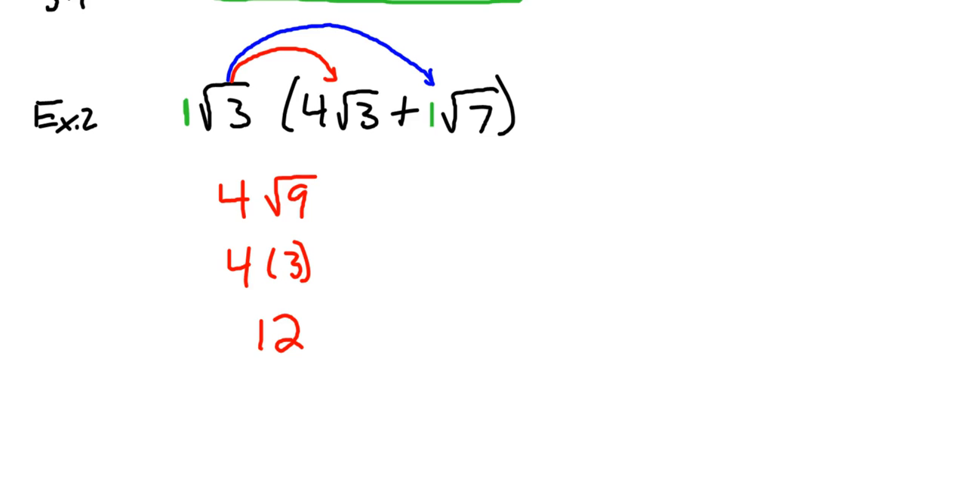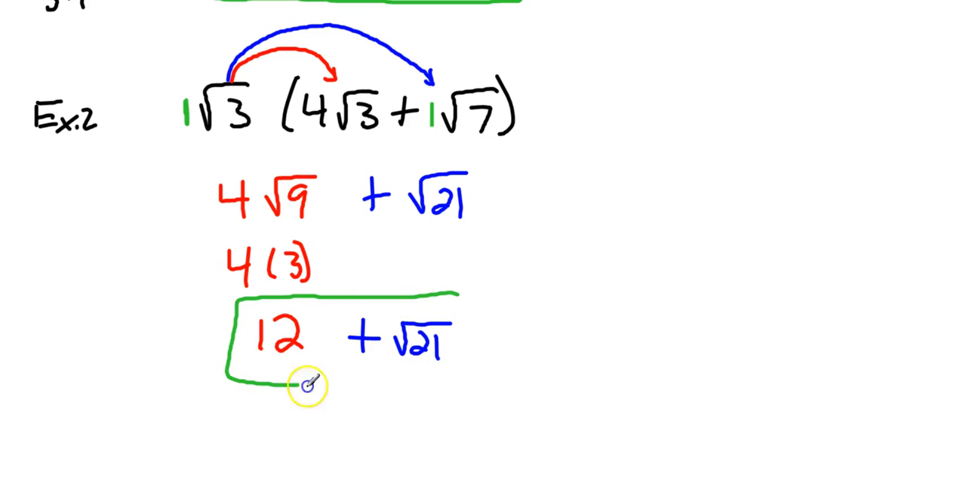All right, second number in blue. We've got 1 times 1 for 1, so we just got a 1 here. 3 times 7 is 21. And again, if you take 21 and break it down, it's 3 times 7. You don't have any pairs of anything, so that one, there's nothing you can do there. So 12 plus the square root of 21 would be your final answer.